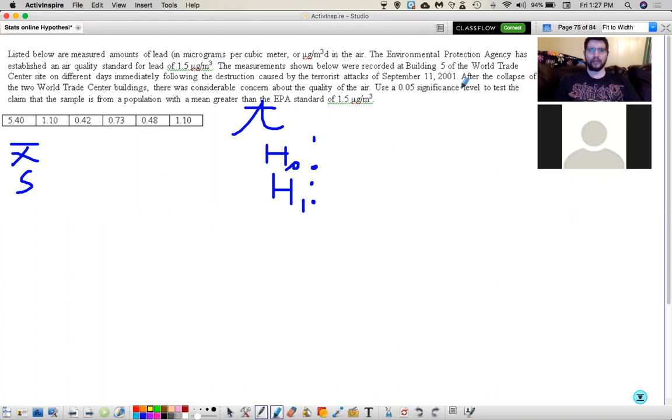Use the 0.05 significance level to test the claim that the sample is from a population with a mean greater than 1.5. So another greater at the right tail. And of course, this is where the claim is, because that's what they say they're claiming. They claim that a sample is from a population with a mean greater than 1.5.